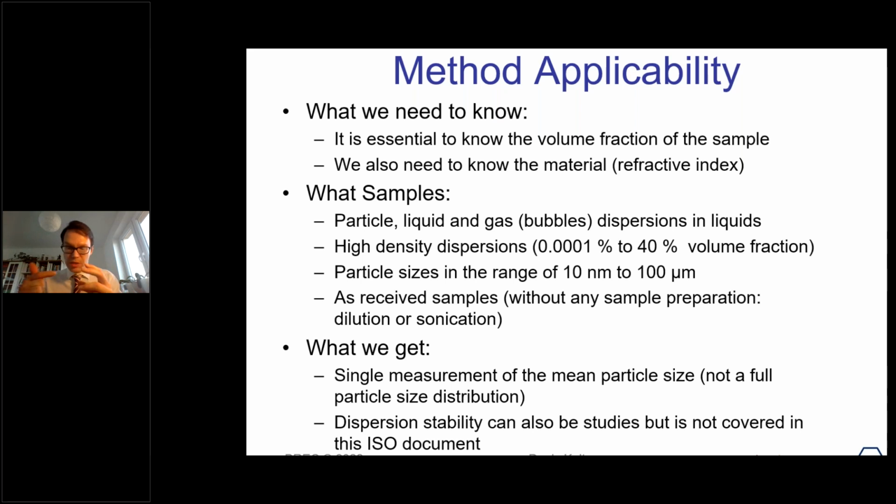So there's a measurement halfway through, in the middle third of the sample volume. And we also need to know, obviously, the material that it's made from. Without this, we don't know the refractive index, and we can't do any calculations.